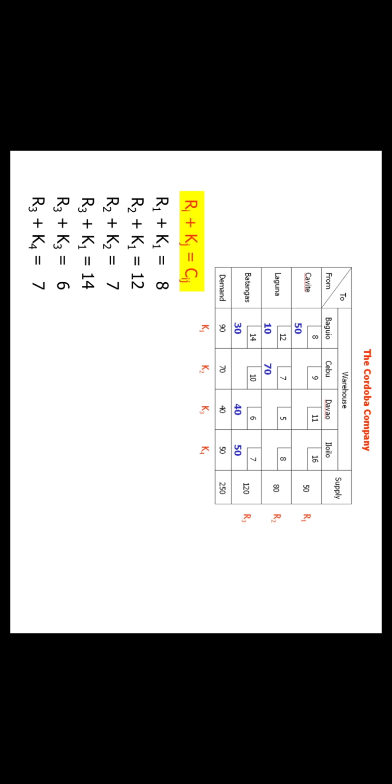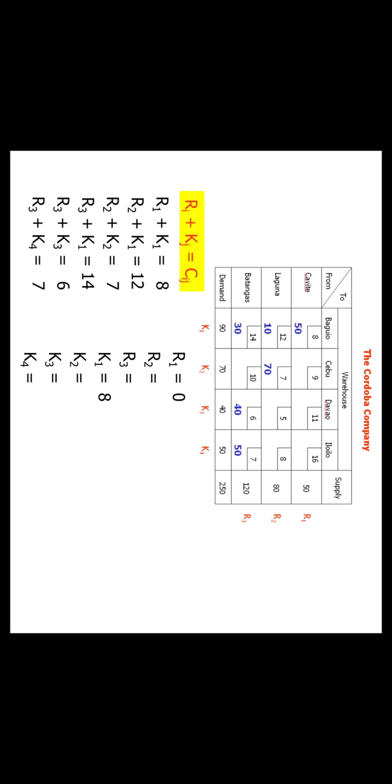After which, we now proceed to determining the values of your row and column indicators by first assuming a value of 0 for R sub 1 and then performing the algebraic process of back substitution. So, if R sub 1 is equal to 0 for the first equation to be true, your K sub 1 should be equal to 8.